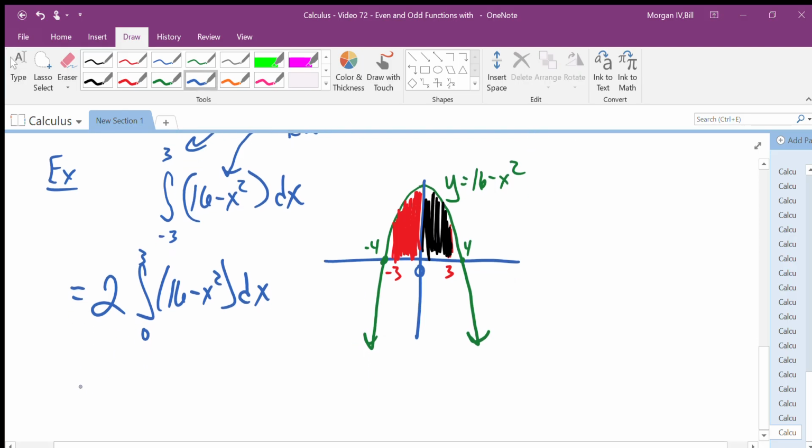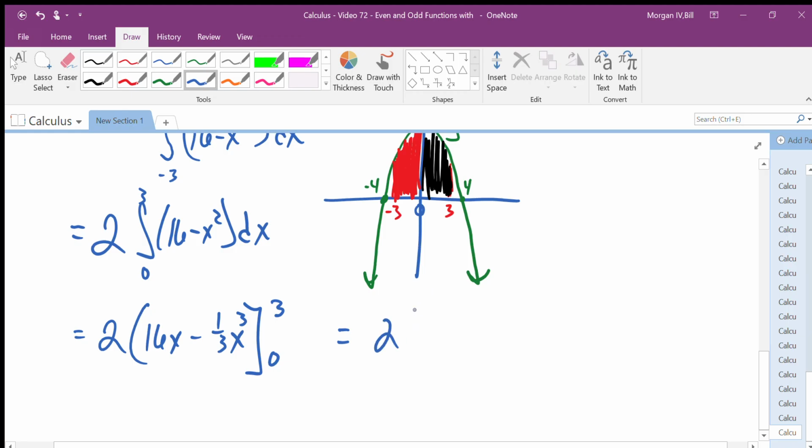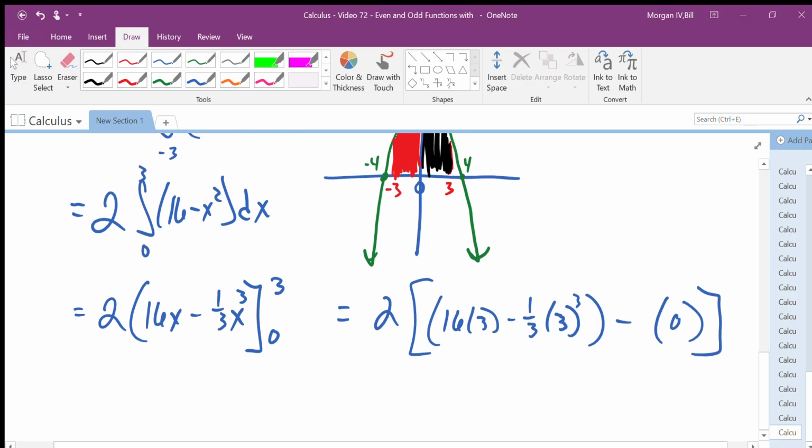So if I did this integration here, I would get 2 times 16x minus 1/3 x cubed evaluated from 0 to 3. That's 2 times, plugging in the 3, I get 16 times 3 minus 1/3 3 cubed. And this is the good part. Minus plugging in 0, 16 times 0 is 0, 1/3 0 cubed, 0. Save a little bit of time.